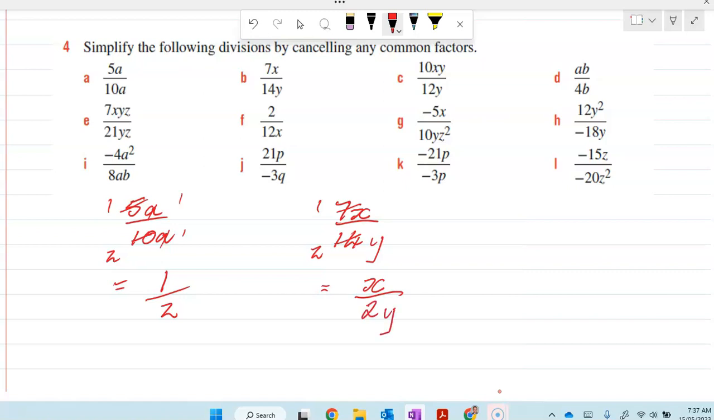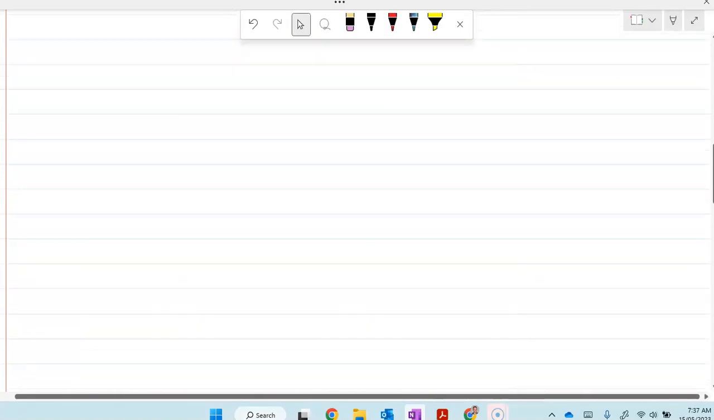All right, let's have a look at j, which is this one here. 21p over negative 3q. Now, negative 3 goes into 21 negative 7 times. So we still keep the negative. That's 7p, so we've got negative 7p over q.